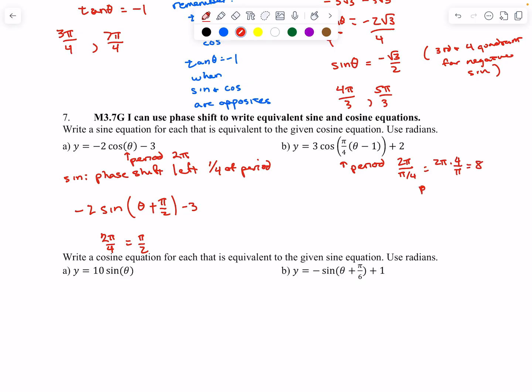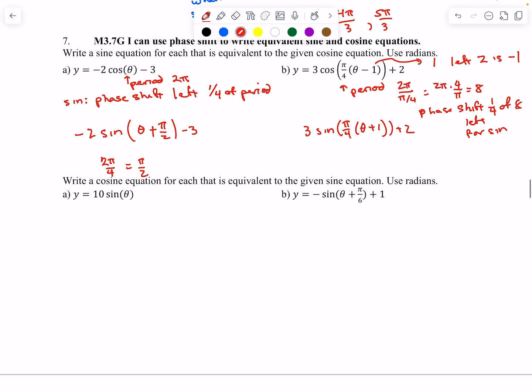Left for sine, right for cosine. So this is currently at 1. So I need to turn it from +1 to -1. And that should do it. You can also do it right 3/4 of the period.